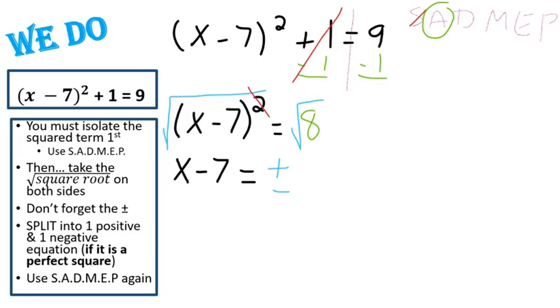Now, the square root of 8. 8 is not a perfect square. 2 times 2 is 4. 3 times 3 is 9. Oh, 8 is not a perfect square, but 8 can be broken down because 8 is not a prime number. So remember that. So yes, we got plus or minus the square root of 8, but we cannot leave it there. We have to go back and use those skills that we learned in a previous unit on simplifying radicals.